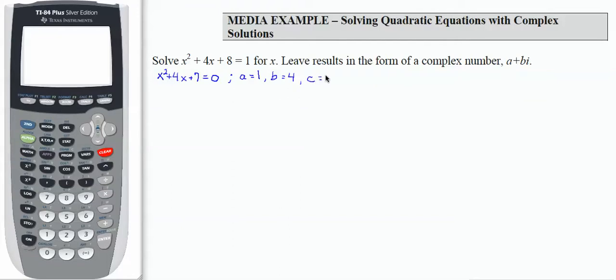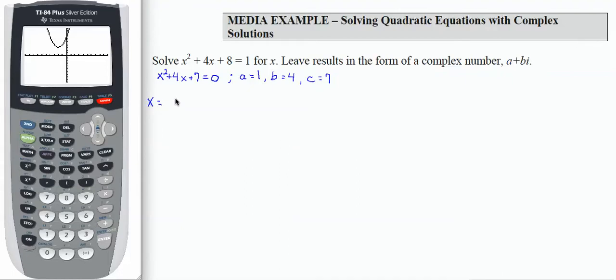And c equals 7. Now I'm going to go to my y equals, and I'm going to go ahead and graph my quadratic in standard form. That's going to be x squared plus 4x plus 7. I'm going to press graph and just verify that indeed my parabola does not cross the horizontal axis. That gives me a visual clue that I'm going to have complex solutions to the original equation. So to solve for x in this case, I'm not going to be able to use my calculator. I'm going to have to use the quadratic formula.